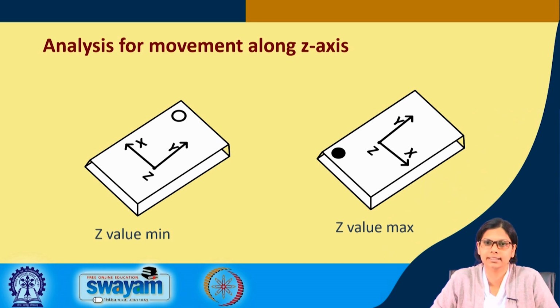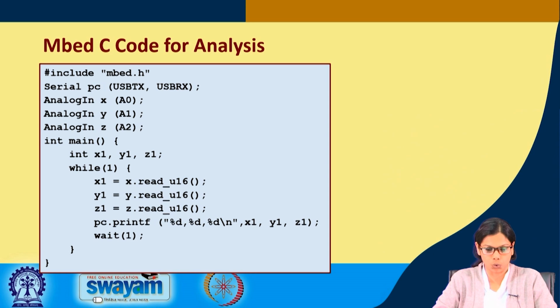Prior to that, I will discuss the code. Once I discuss the entire code, then I will show you the demonstration. So, let us understand the Embed C code. It says that we have to include the Embed library, mbed.h. First, we make the serial communication with USB TX and USB RX, with the communication name as PC. We defined 3 analog input signals here.